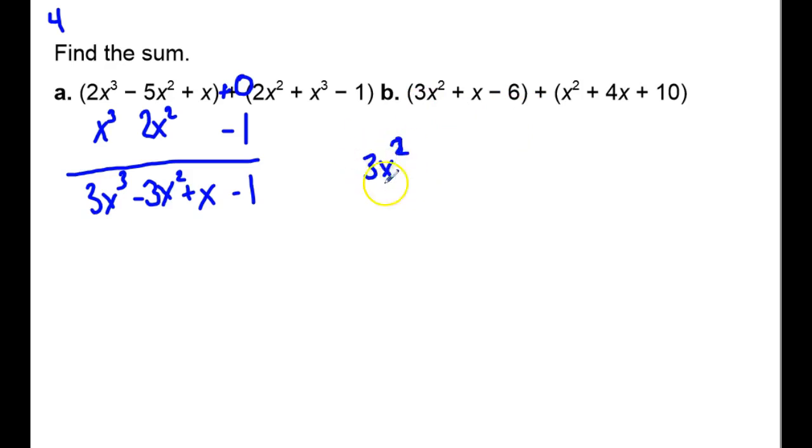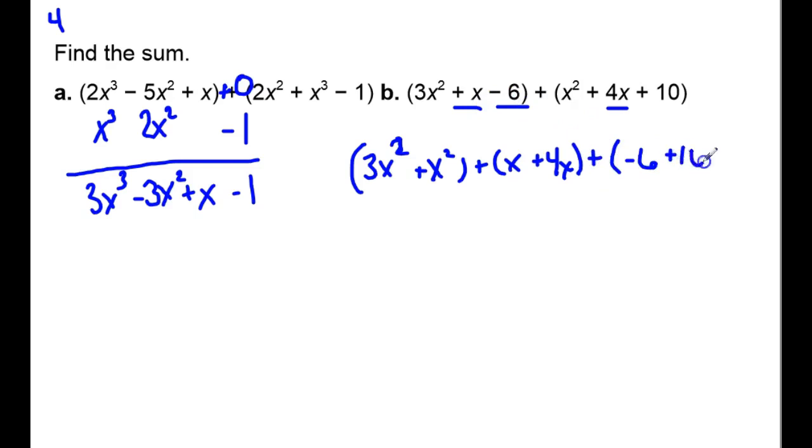Okay, so I see that it's a squared, so I'm going to find any squares in my second part. So I'm going to add x squared, right? Those have similar degrees. They're the same degree, same base. Then I see I have plus x, and then in the second one I have 4x. Now I'm dealing with my constants, negative 6 plus 10.